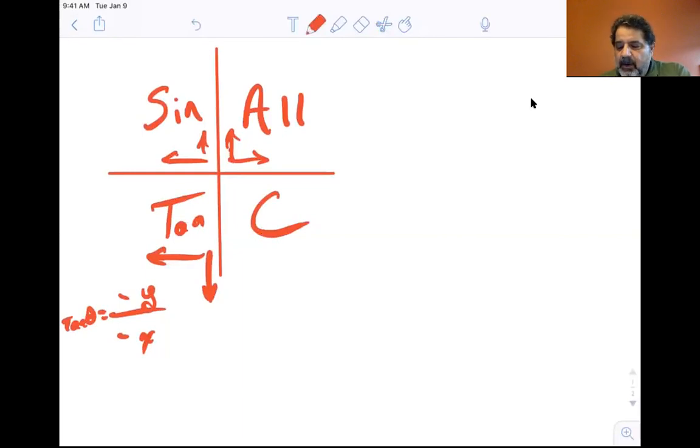And here, the cosine is positive. Why? Because the x is positive, but the y is negative. So San Antonio Transit Company: sine, all, tangent, cosine. Hopefully that helps. If not, just forget it, and maybe you've learned another mnemonic, and use that one. But hopefully this helps.